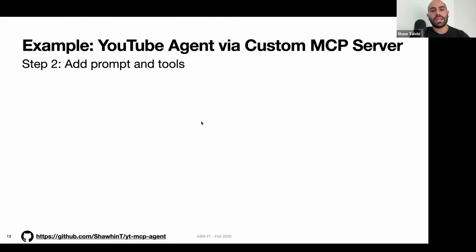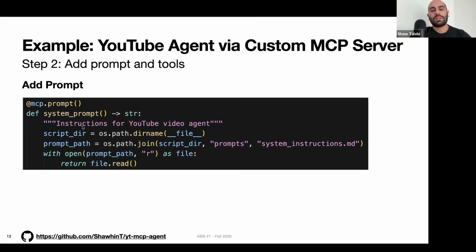So we're going to add a prompt and tools. This is going to be the system prompt for the agent that gives it instructions on its purpose, what tools it has access to, how to use those tools, and so on. The way you create a prompt, a resource, or a tool for your custom MCP server is just making a Python function. So here I made a function called system_prompt that takes no input arguments and outputs a string. And all I did was add this mcp.prompt decorator to it. This is automatically going to turn this function into this prompt feature of the MCP server.